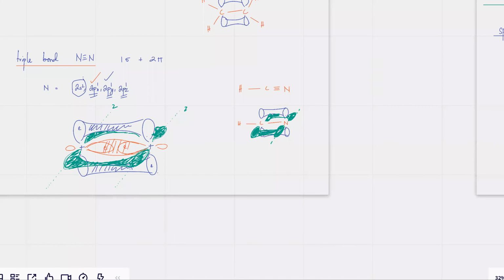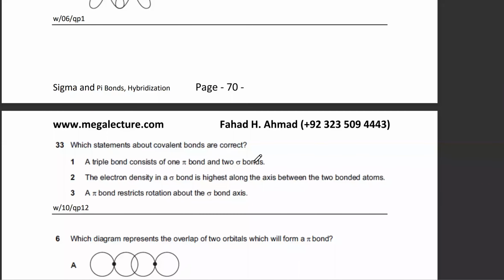So the answer to this one is going to be, the first one is incorrect. It's always 1 sigma bond, the rest are all pi bonds. So it's going to be 2 pi bonds. The electron density in the sigma bond is highest along the axis between the 2 bonded atoms. That's correct. The sigma bond is always, the electron density is always along the axis between the 2 atoms.